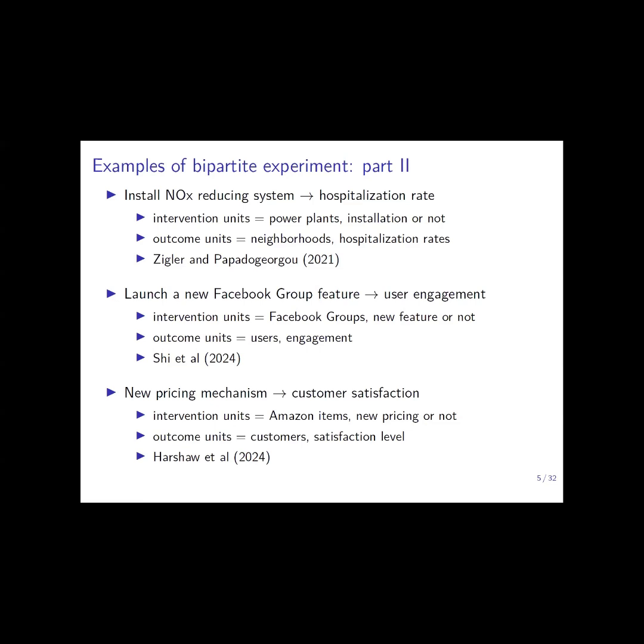The last one is also from online digital experiments, motivated by an Amazon experiment. The treatment is a new pricing strategy or not. This treatment is assigned on Amazon items, and the outcome units are the customers. The outcomes are measured by satisfaction level. You can imagine we can draw a bipartite graph between Amazon items and the customers. Is this part clear? Why do we care about the bipartite experiment?